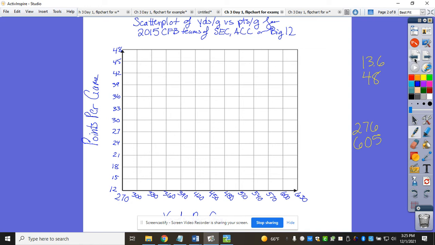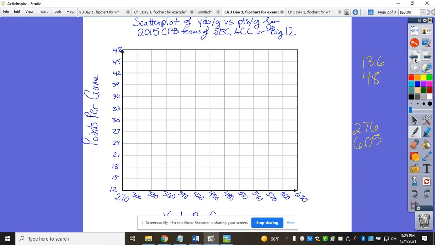If I need to pick two of them, what kind of x's do I probably want to pick? One at the beginning, one at the end. I don't want to pick both of them like 420 and 450. I want endpoints to make a line. There's not a specific one you have to pick. What's a number I can pick? 300, 600. Let's go with 300 and 600.